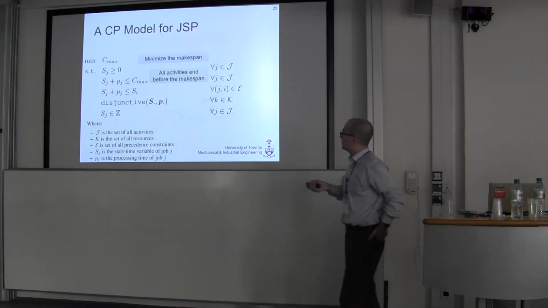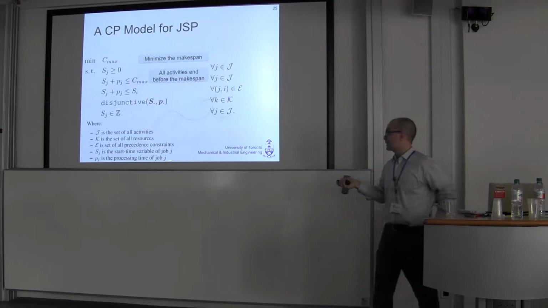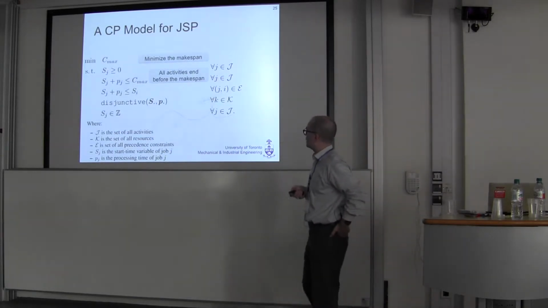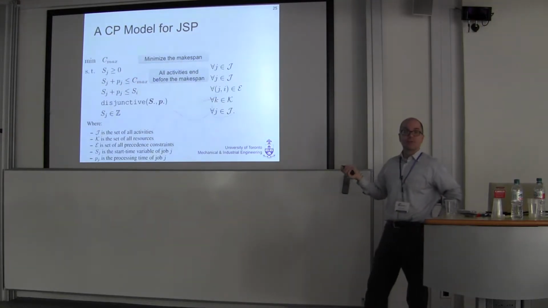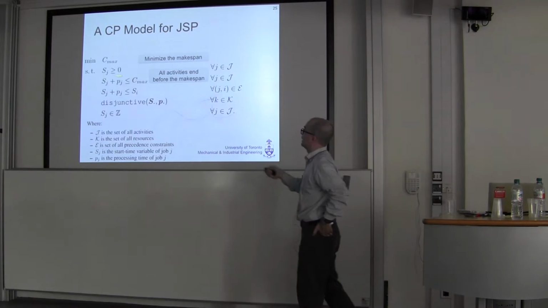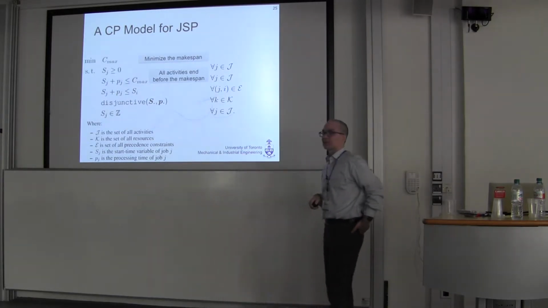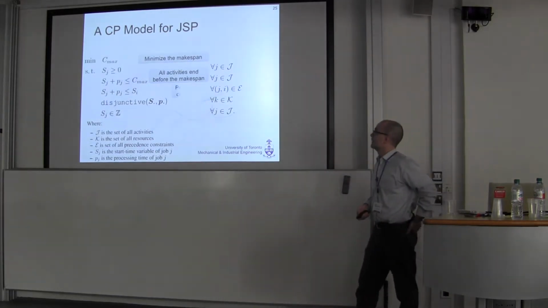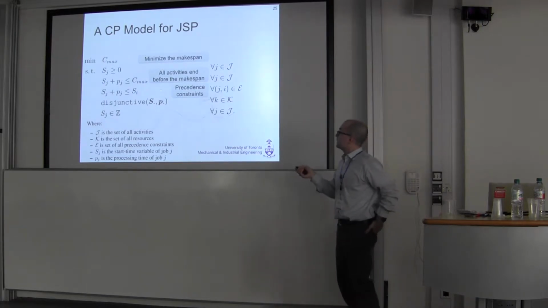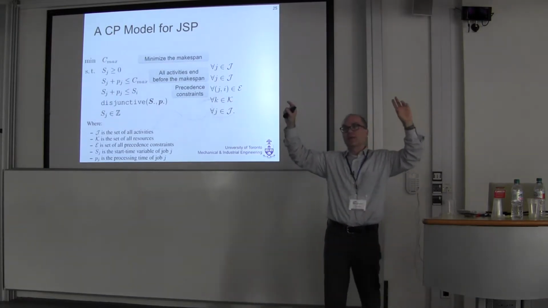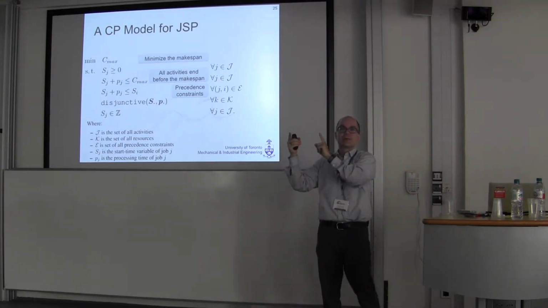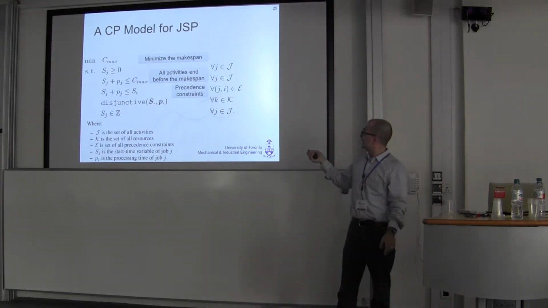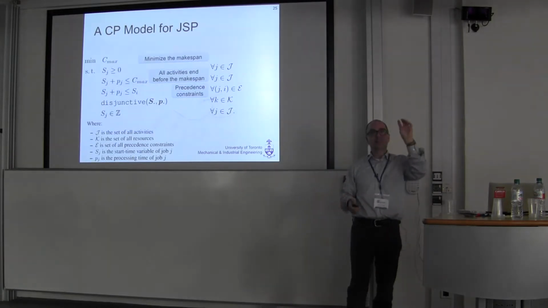Sj is the start time of, in this case I'm using job, I should use operation. It's the start time of operation j. And what this is saying is all the operations need to end before the makespan, and each operation can start at time 0 or later. This is a precedence constraint. If you go back to the picture, remember I had a job, which was, in our case, 3 operations with a precedence constraint. So there's a precedence constraint in the job.